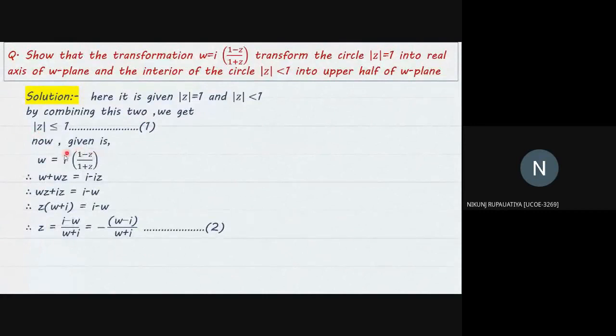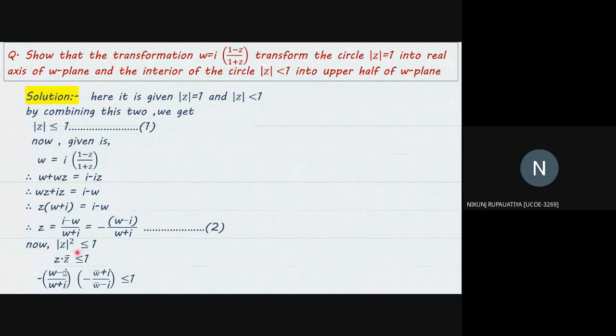Now here also we have been given the transformation w = i(1 − z)/(1 + z). Converting this whole transformation into the form of w, that is z = −(w − i)/(w + i). Now we are squaring equation number 1, that is |z|² ≤ 1.